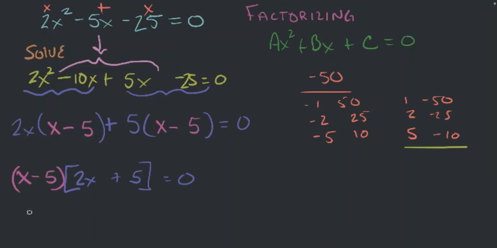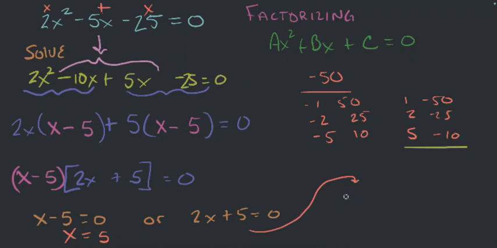So now if we were going to solve it, we can write either x minus 5 equals 0, or we can write 2x plus 5 equals 0. And so what are we going to have here? We're going to get x equals 5 as an answer. And over here, let's move that. Let's come up here a little bit. Let's move the 5 over. So it's 2x equals negative 5. And then when we divide by 2 on each side, we get x equals negative 5 over 2.